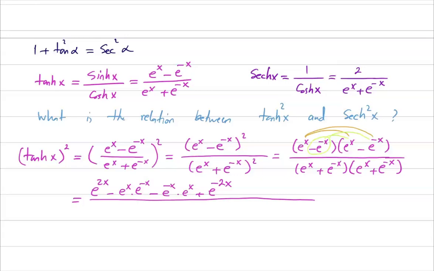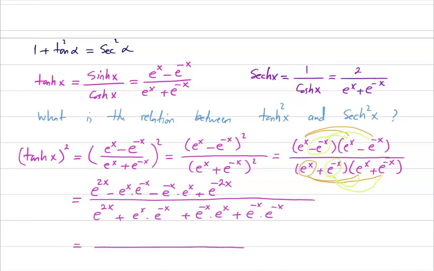And then on the denominator, what do I have? I'm going to do the exact same thing. I'm going to take this one, distribute it into parentheses, and then take this one, distribute it into parentheses, then combine like terms. So I end up with e to the power 2x plus e to the power x times e to the power minus x plus e to the power minus x times e to the power x plus e to the power minus x times e to the power minus x, so here you have e to the 2x.